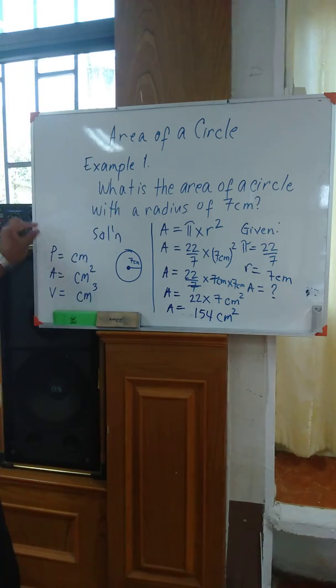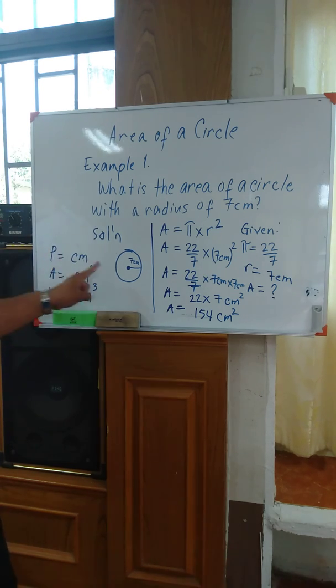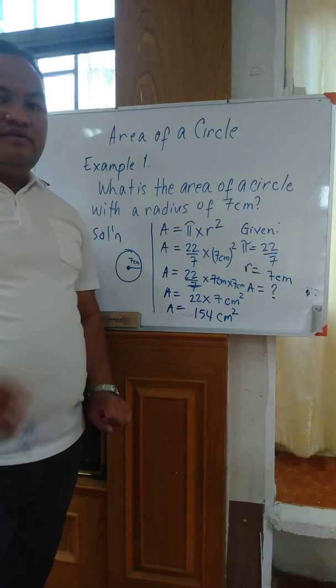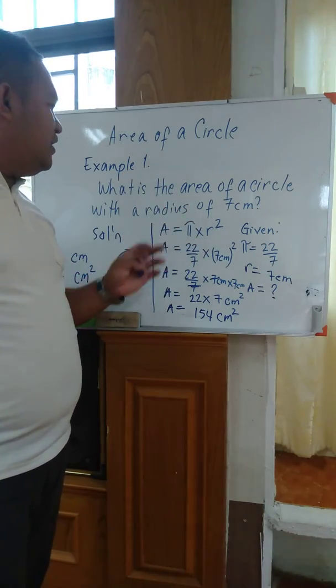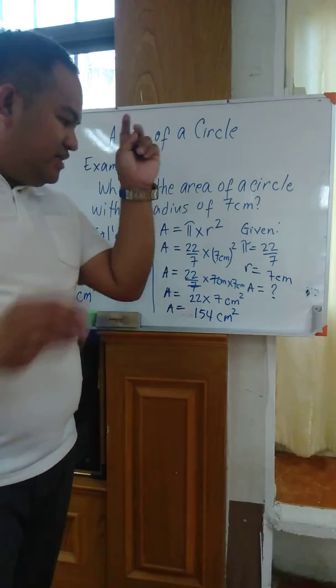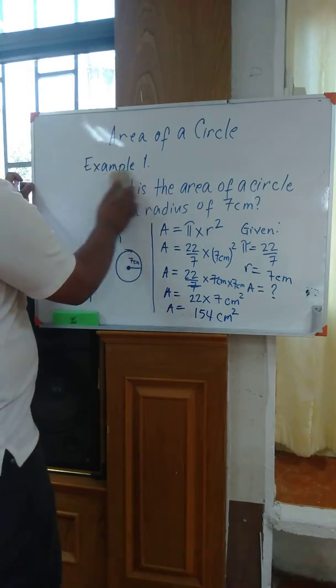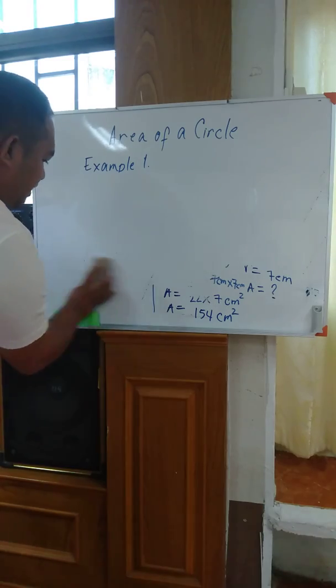You always remember this. When we are asked to find the perimeter, the unit of a circle or any solid figure is raised to the power of 1. And area raised to the power of 2. And volume raised to the power of 3. Okay? So, this is how you are going to solve the area of a circle with a radius of 7 centimeter. Okay? Now, what if we are given only the area without the radius?